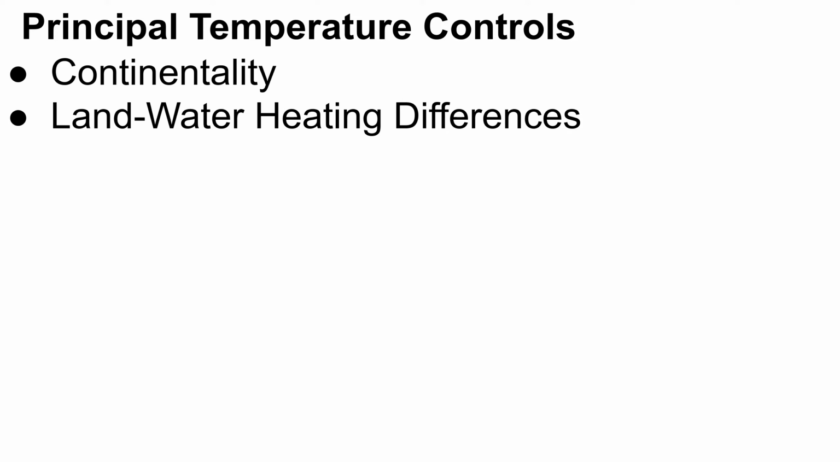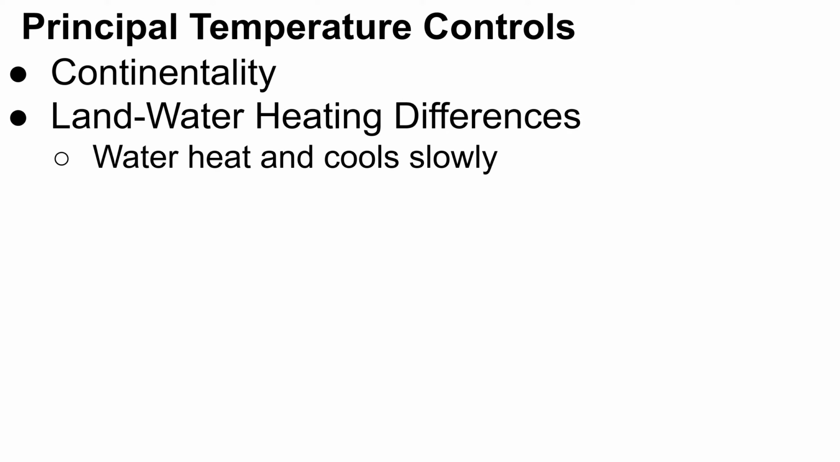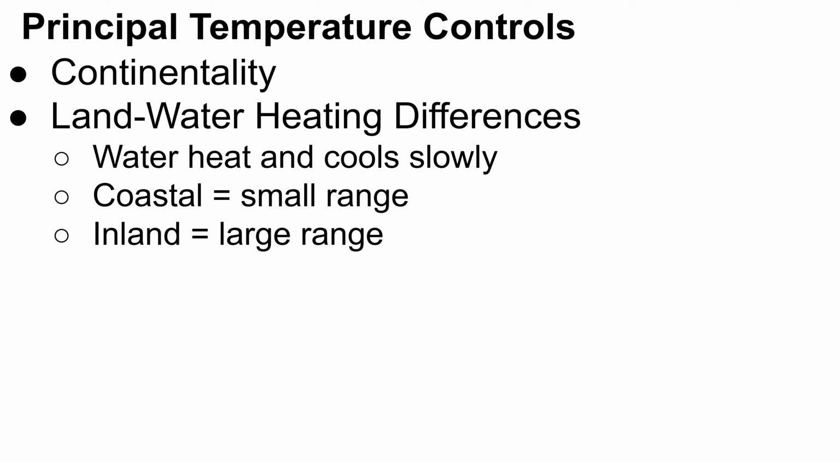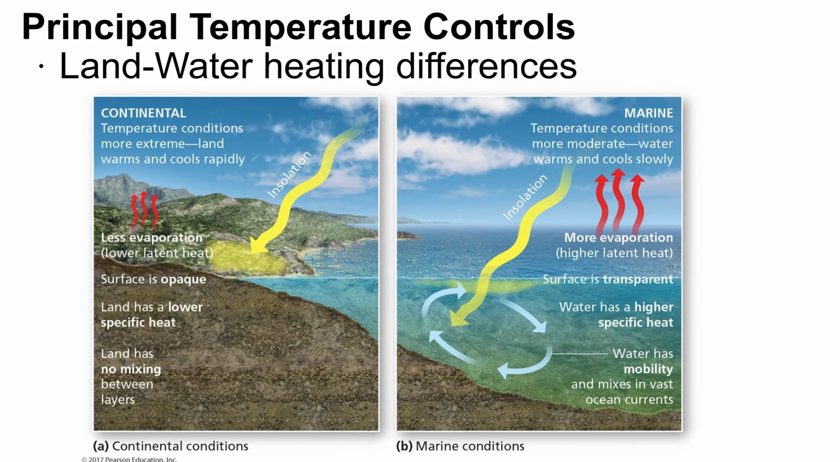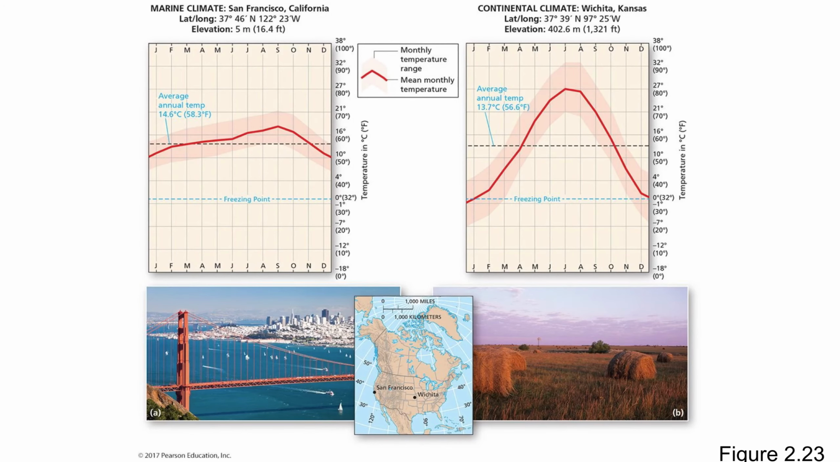Continentality is caused by land-water heating differences. The water heats up and cools slowly. Places by the coast have a small temperature range, daily and seasonal. Inland places have a large temperature range. We call this continentality versus marine climates. The marine climates on the coast have a small temperature range. Here are some reasons; I go over them in the other video.